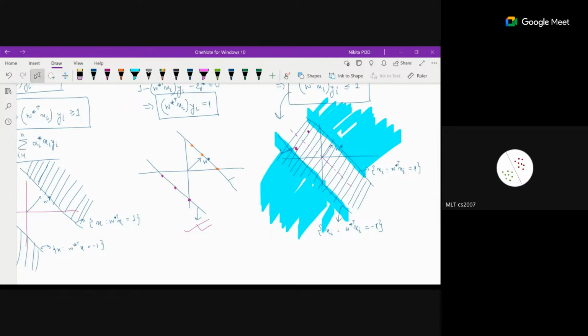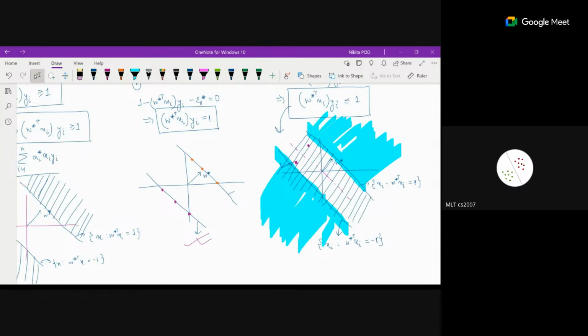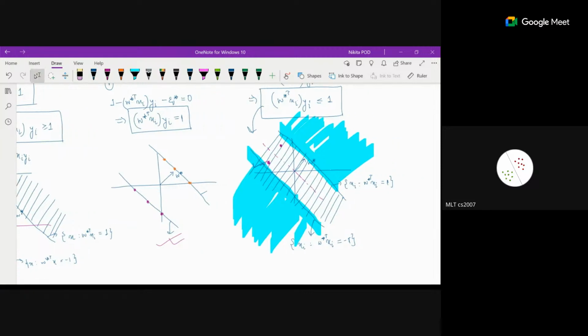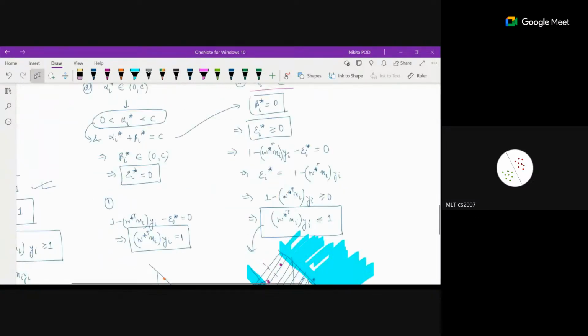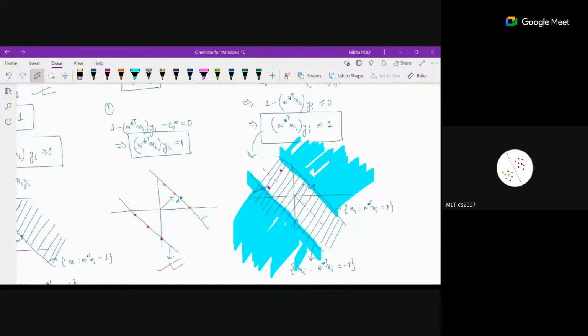From the second case, the points which are exactly on these hyperplanes are important to us. And from the third case, where my alpha i star is exactly equal to C, what we are saying is that the points which are in this region are important to us, right? Anything that is beyond this is not.